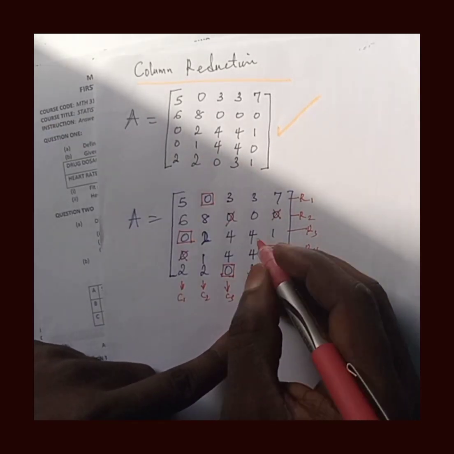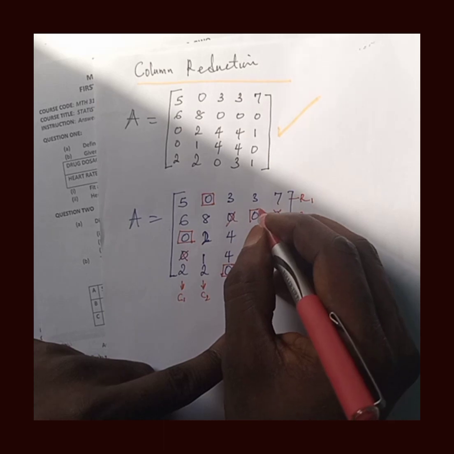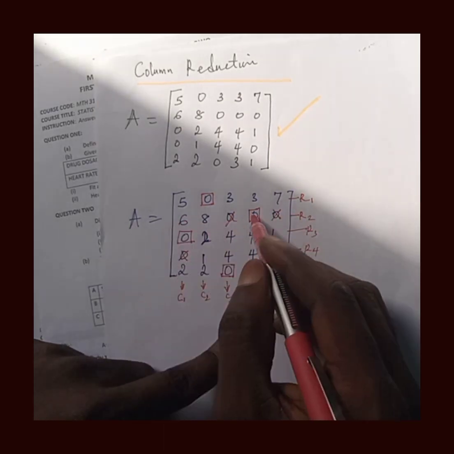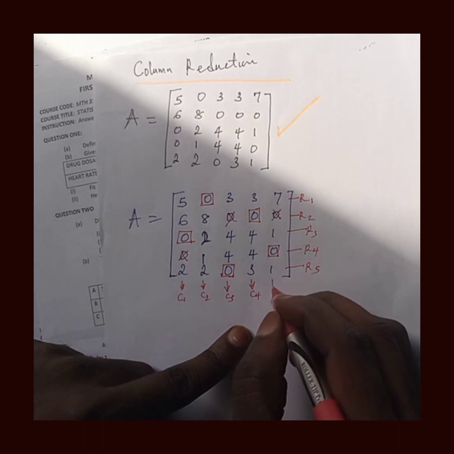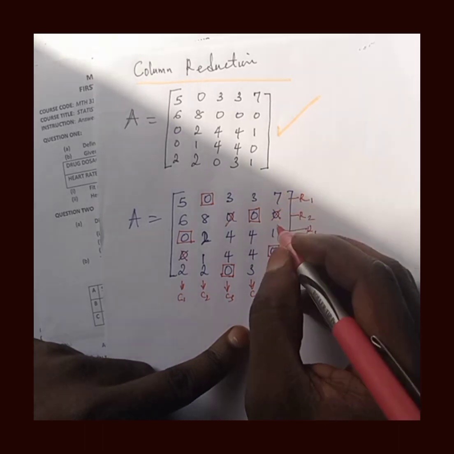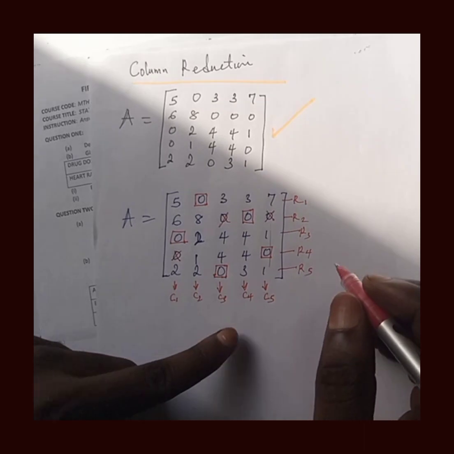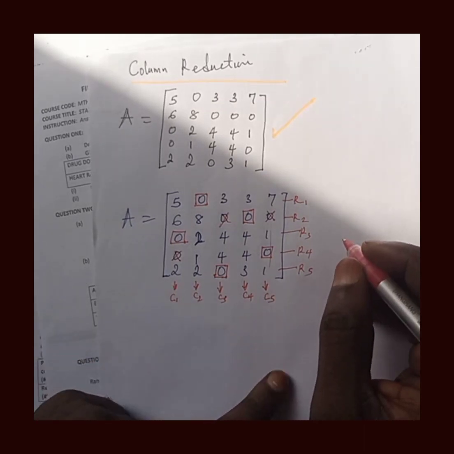So do you have any 0? Yes, we have one here. So any 0 in this row will be cancelled. So there's no other 0. So we move to column 5. Do you have any 0 here? No. Now, can we take our optimal value here?